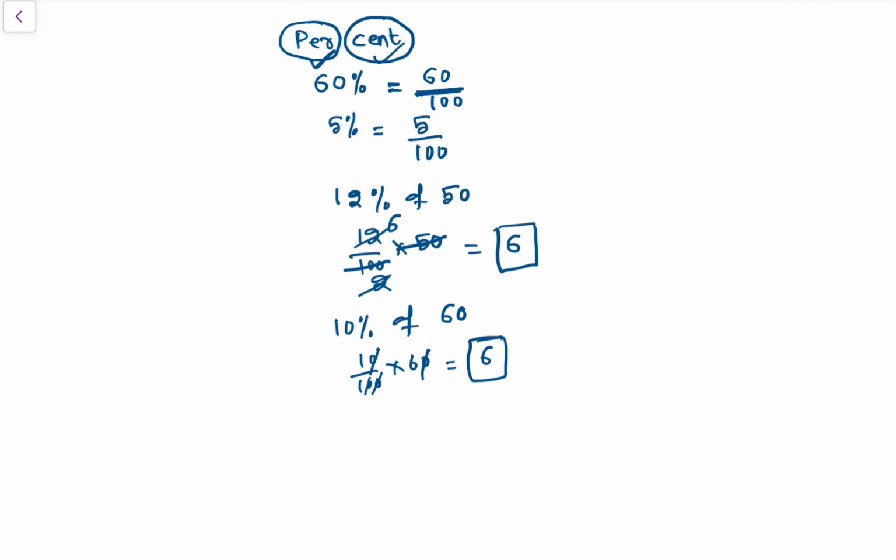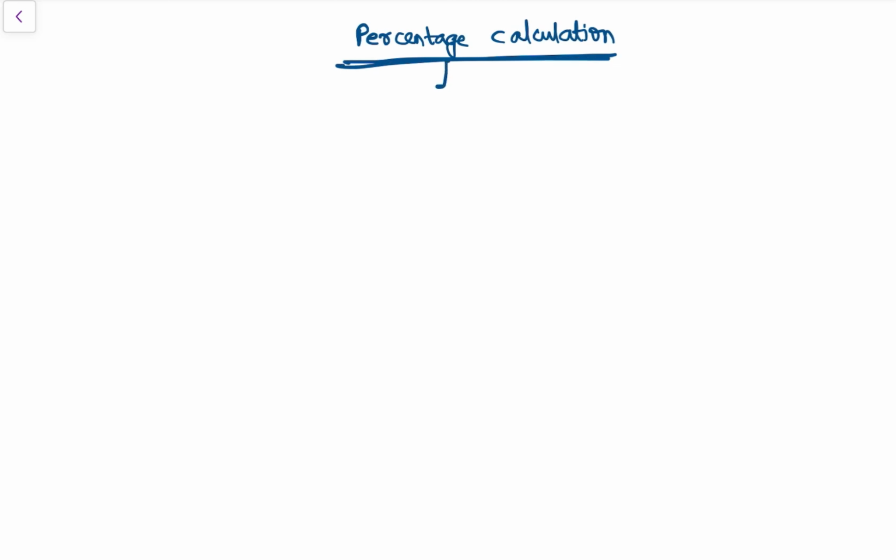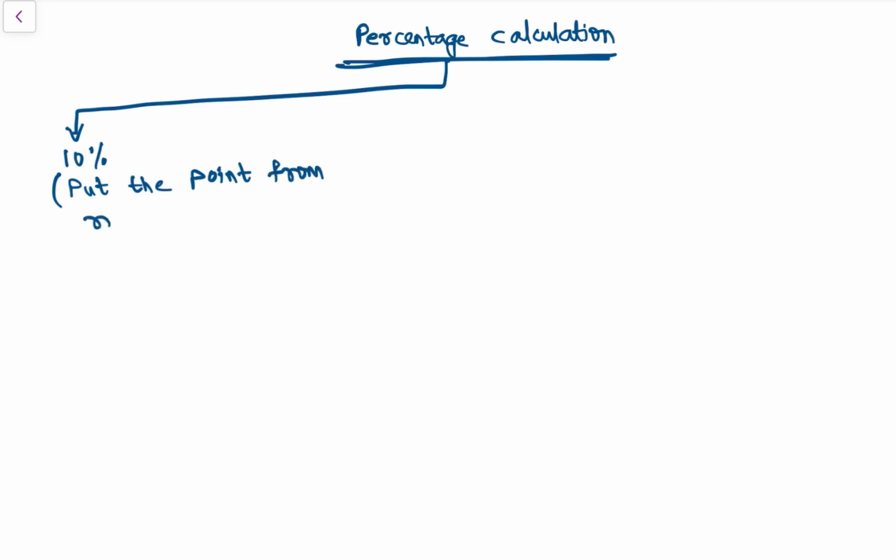Now there is an easy way of calculating percentage. Let's look at that: percentage calculation. There is an easy method. Say 10%, ठीक है. For 10% of any number, how we can do it is put the point from the right side after one digit.